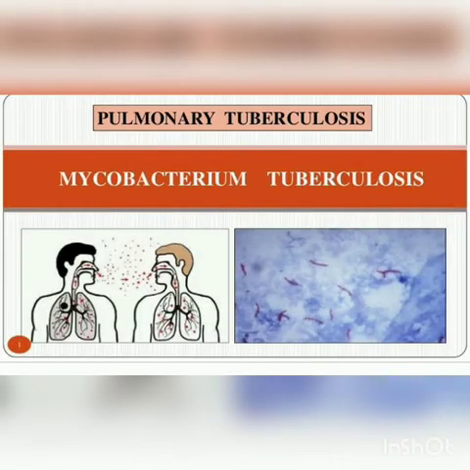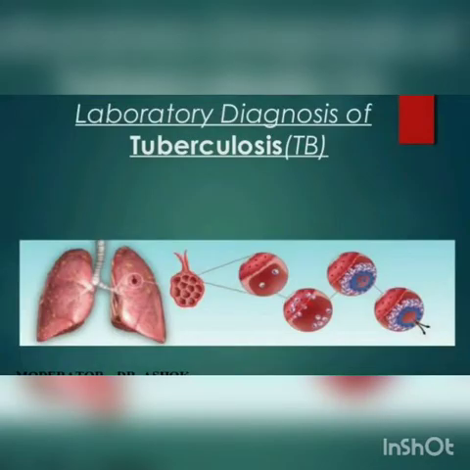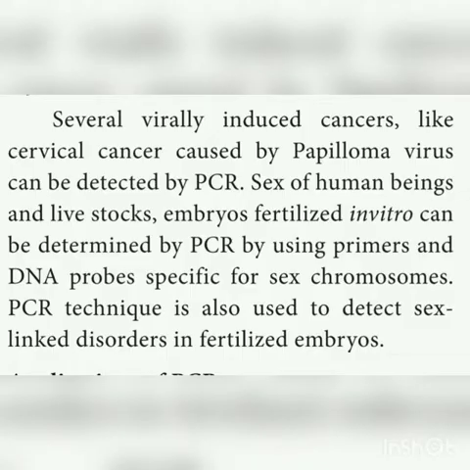And this PCR is an invaluable tool for diagnosing and monitoring infections, for example, tuberculosis by Mycobacterium tuberculosis. Several virally induced cancers like cervical cancer caused by papilloma virus can be detected by PCR. Sex of human beings and livestock, and of embryos fertilized in vitro, can be determined by PCR by using primers. PCR technique is also used to detect sex-linked disorders in fertilized embryos.